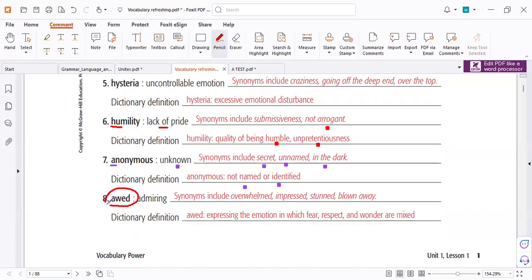Again, the sound of "oh," you see, like oh my God, oh no. You are admired. You like something. If I like it, you are impressed. You are stunned, blown away. Yes or no? Yeah. That's it.